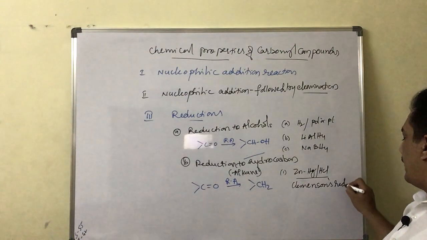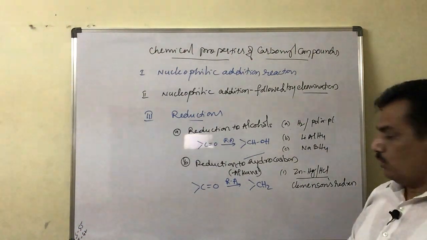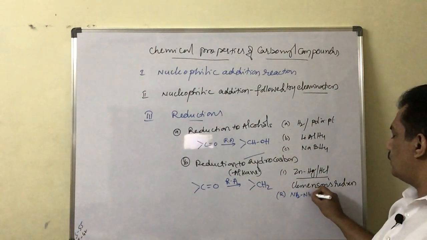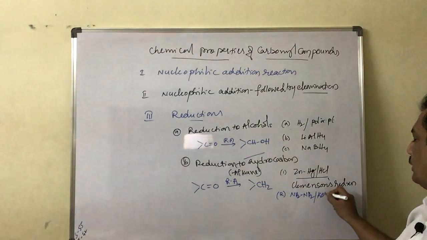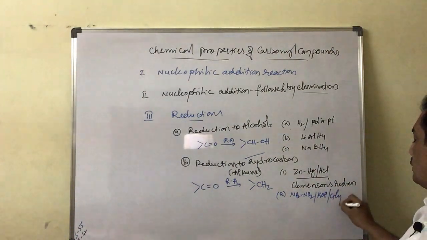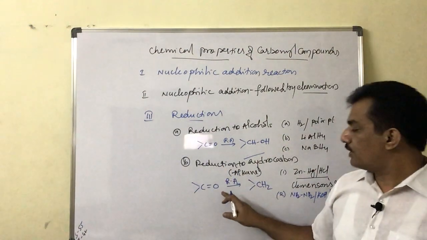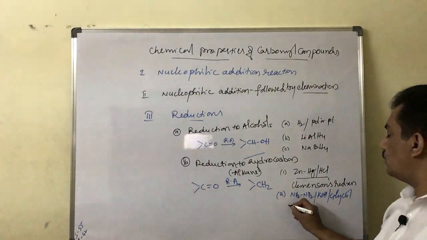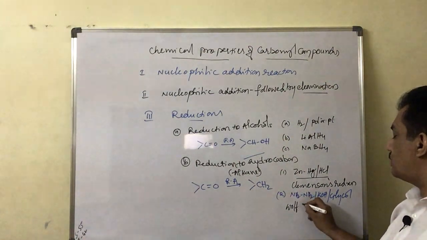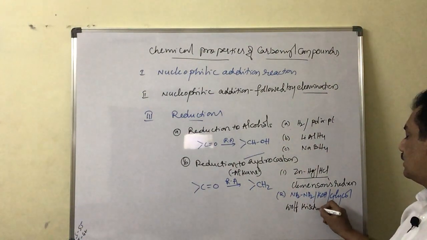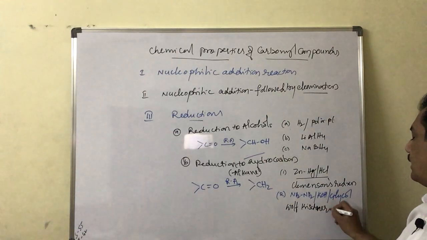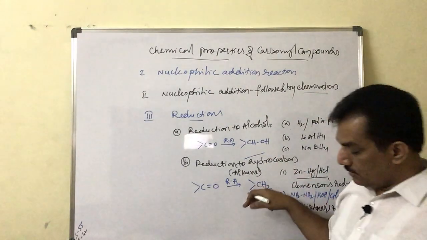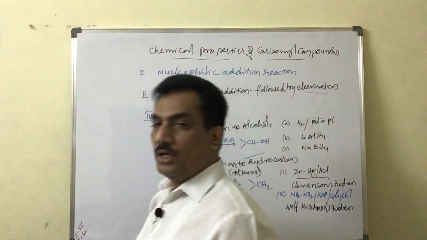Clemmensen's reduction reaction. And now we can also use hydrazine, NH2NH2, in presence of KOH and glycol. This is also useful for the reduction of carbonyl compound to hydrocarbon. When this is the reagent, it is known as Wolff-Kishner's reduction reaction. It is like that the carbonyl compounds will undergo reduction.